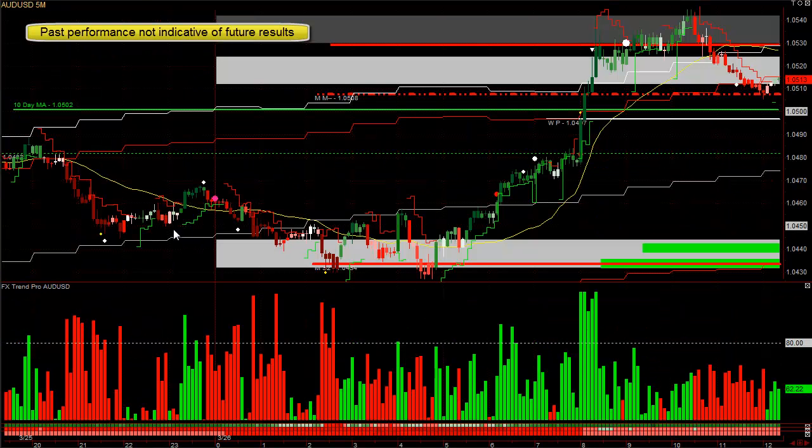Here's the currency, Australian dollar. Keep in mind that when a currency is above the hourly, it's much more likely to go up. When it's underneath the hourly, it's more likely to go down. And we have a major support area right here, which is a Fibonacci retracement level.